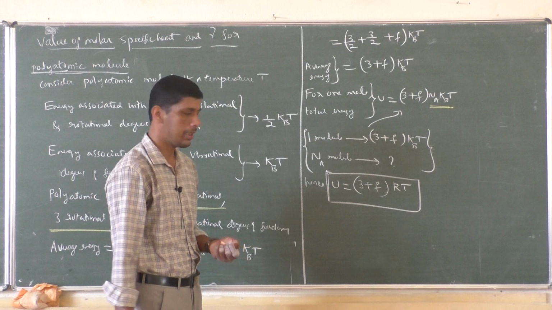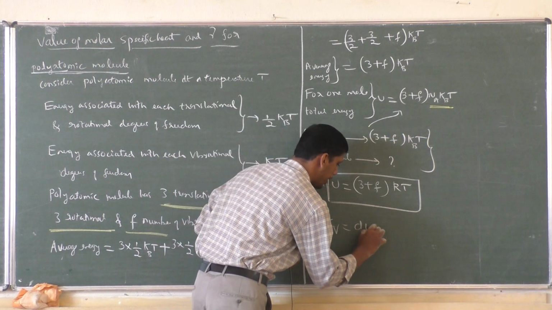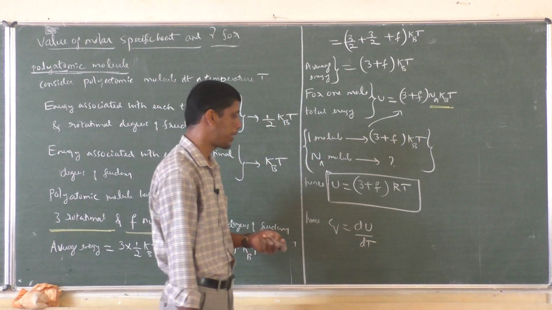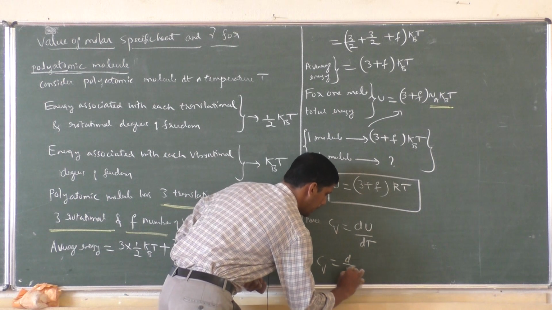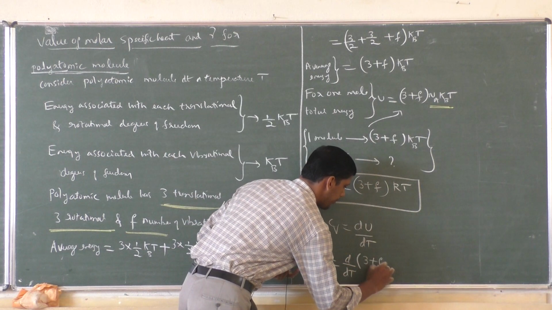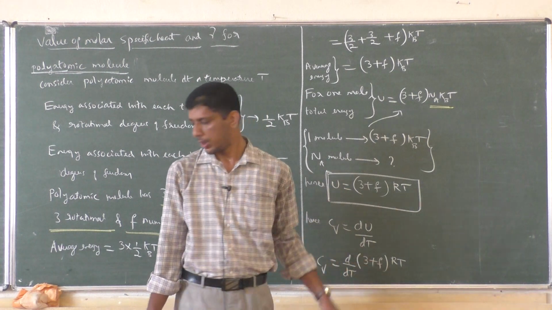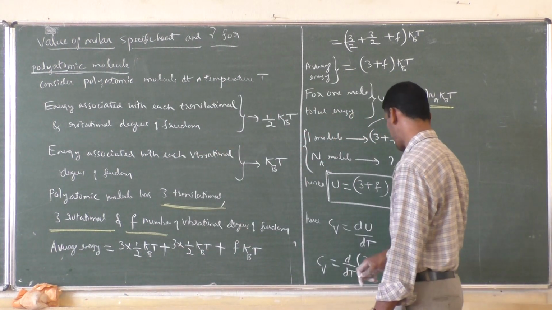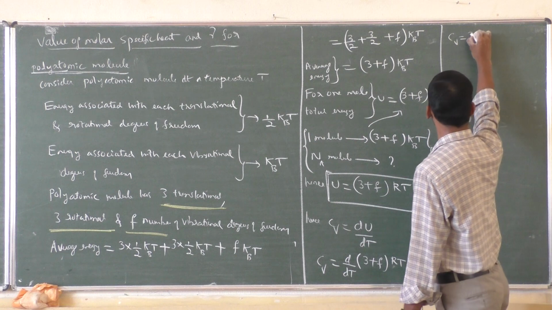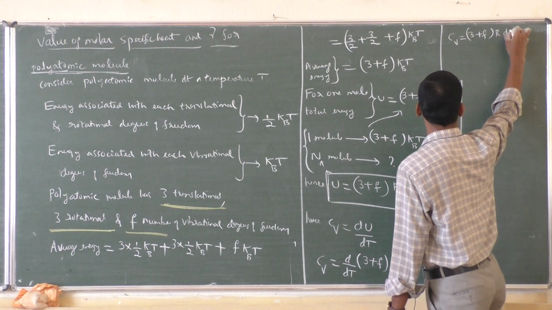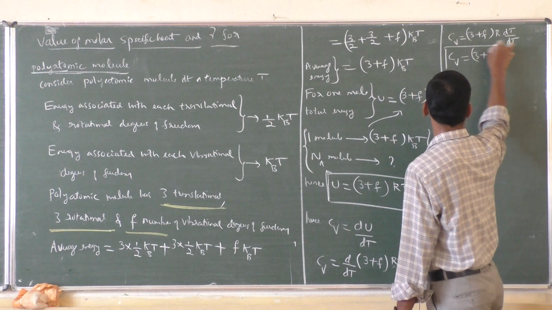Now, for CV, what is the formula? CV is nothing but dU by dT, the amount of heat required to raise the temperature of 1 mole of the gas by 1 degree Celsius. So CV is equal to d by dT of U, that is 3 plus F into RT. F is the number of vibrational degrees of freedom and R is a constant. If we differentiate, CV is equal to 3 plus F taken outside, into R into dT by dT, so CV equals 3 plus F into R. This is the value of CV.